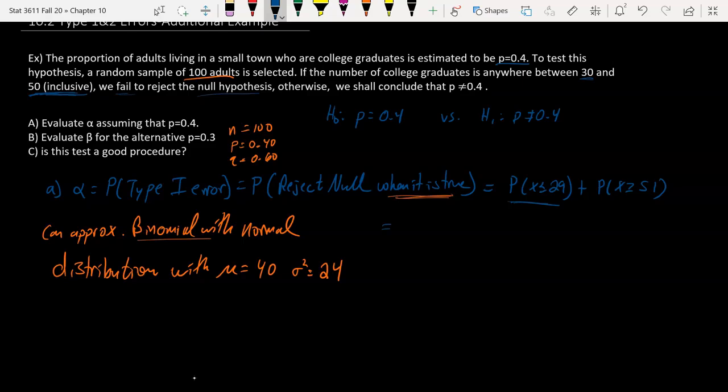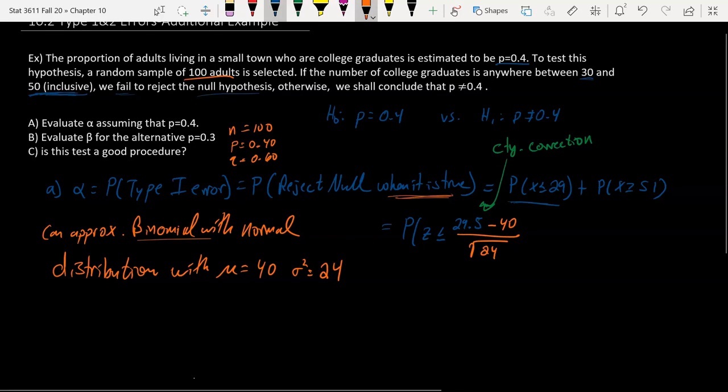This should be equal to the probability that x is less than or equal to 29. We'll convert to the standard normal distribution here. First, we're going to have the continuity correction, which is the 29.5. Don't forget that. Continuity correction. We're going to add a half. In the less than case, continuity correction right there. And then converting to standard normal, subtract the mean, which is 40, divided by the standard deviation, which is the square root of 24.